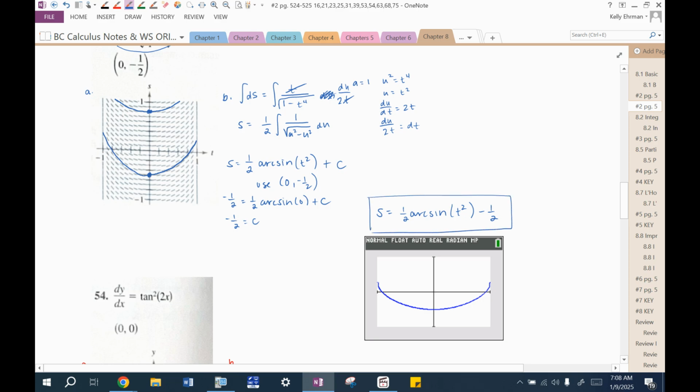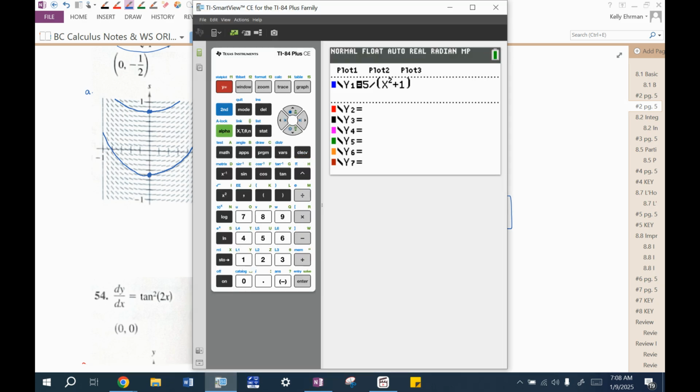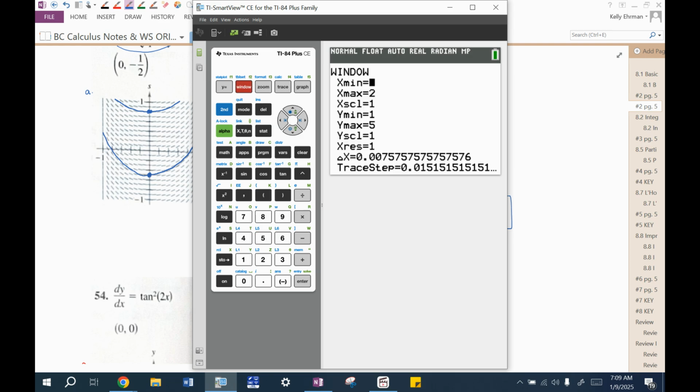And then confirm with a graphing calculator. I should see something that looks kind of like what I had here. And to graph any of the inverse trig, remember you would just do 1/2 arc sine of x squared minus 1/2. And then for the window, I'm going to match the window in the slope field. So it's negative 1 to 1. I don't really care what it counts by, I guess 0.5. Same thing on the y's.